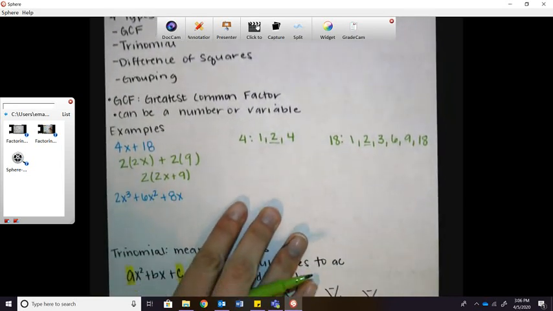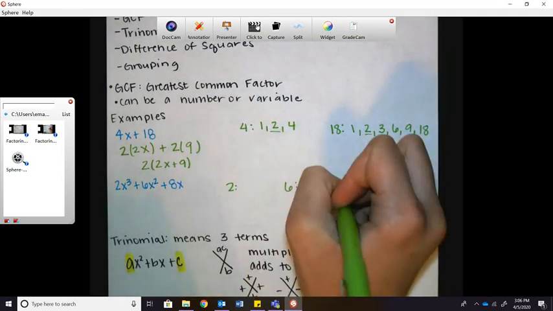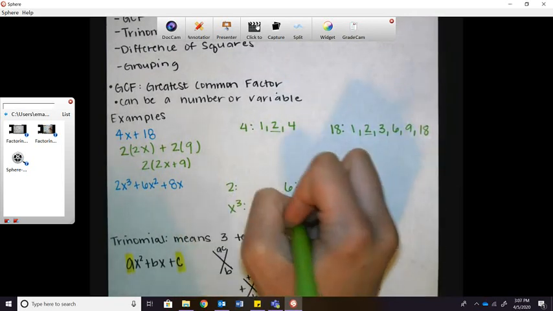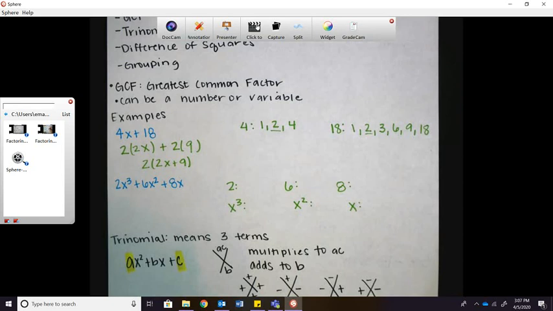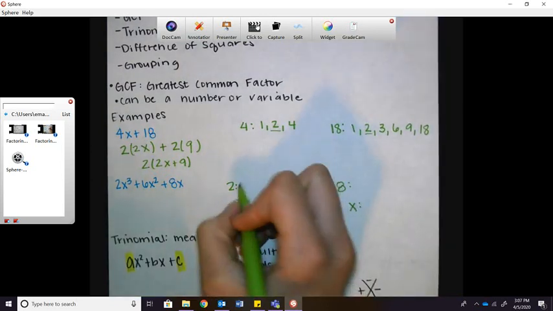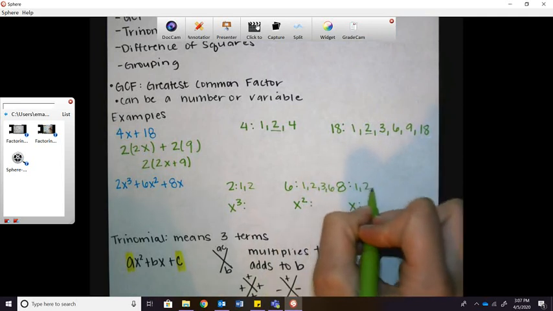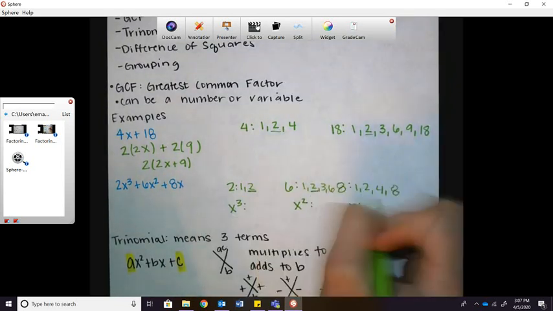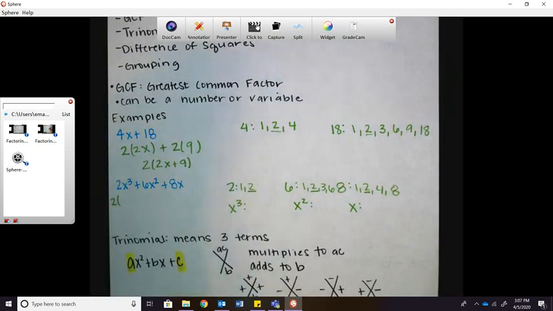For the next problem, I've got a little bit more going on here. I've got 3 different numbers, which is totally fine. And I also have some x's in all of my terms. So that's a pretty good clue that we are going to take out a number and a variable. And this first one, 18, didn't have an x, so I didn't worry about it. So I'm going to list out the things that multiply to each of these. And again, I am looking for the greatest one. That's obviously going to be 2. So I definitely need to take out a 2.